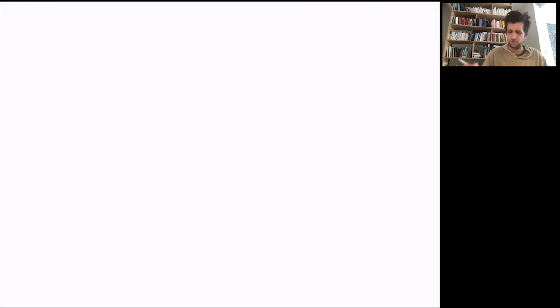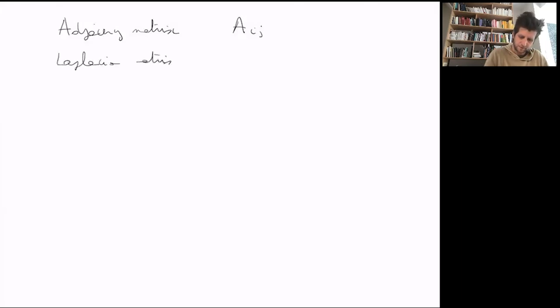So, let's have a look. Typically, when you have a graph, the most important matrices to represent it would be the adjacency matrix, Aij. Aij is equal to 1 if there is an edge between i and j, 0 otherwise, right? But then there are two other matrices that are quite important. The first one is the Laplacian matrix, sometimes called the combinatorial Laplacian. The other one is the normalized Laplacian matrix.